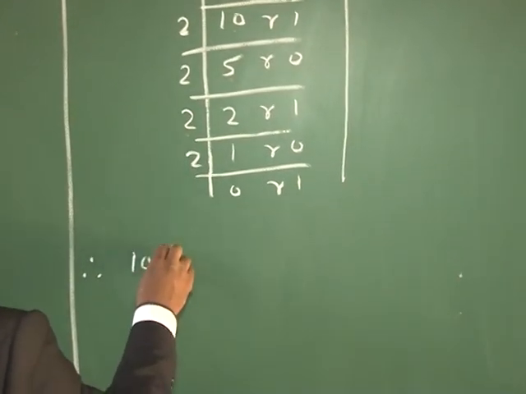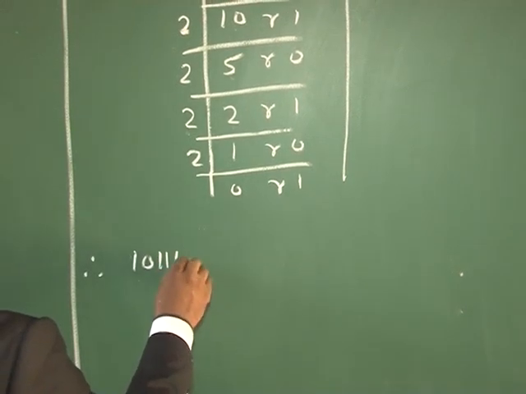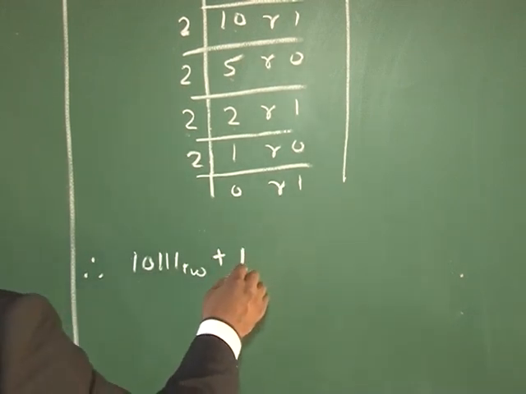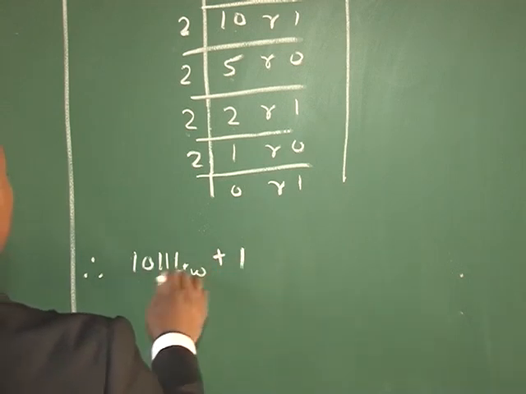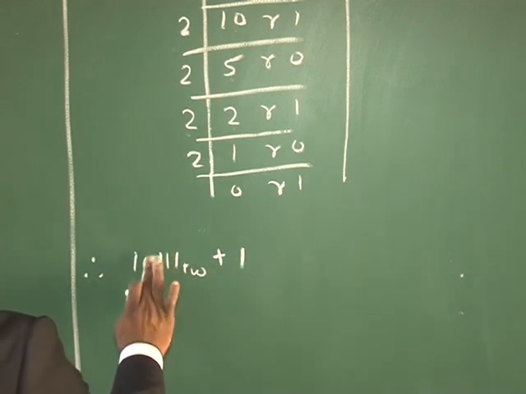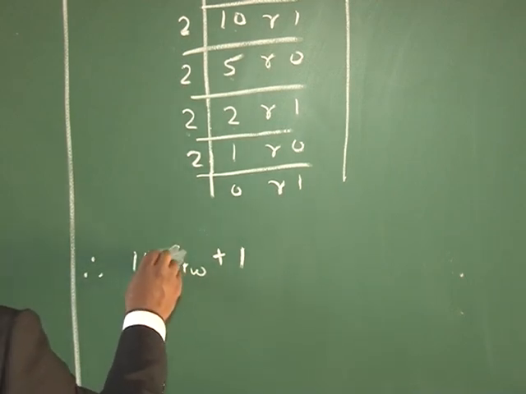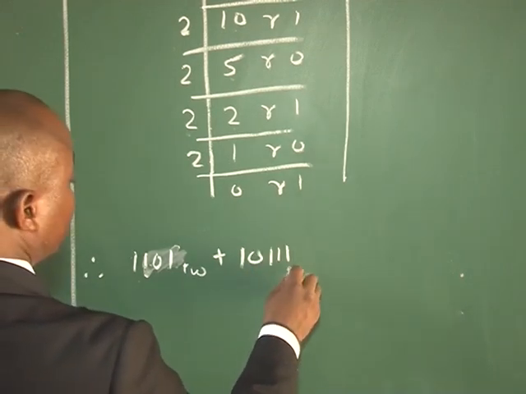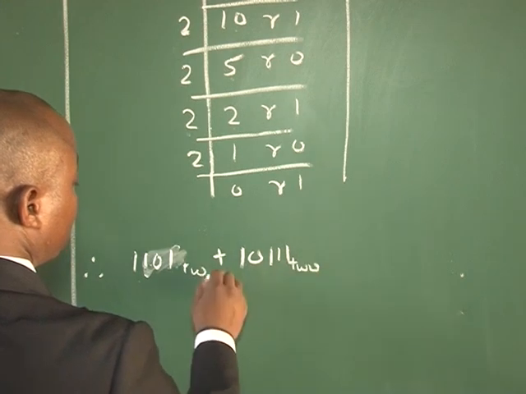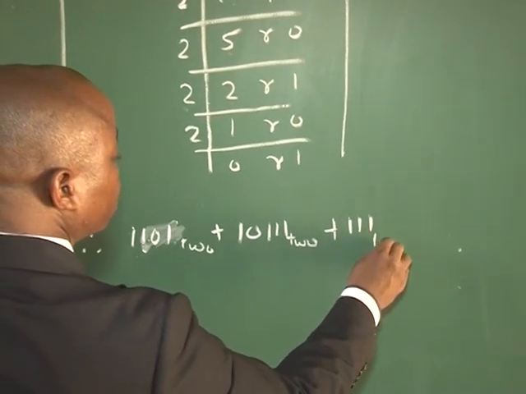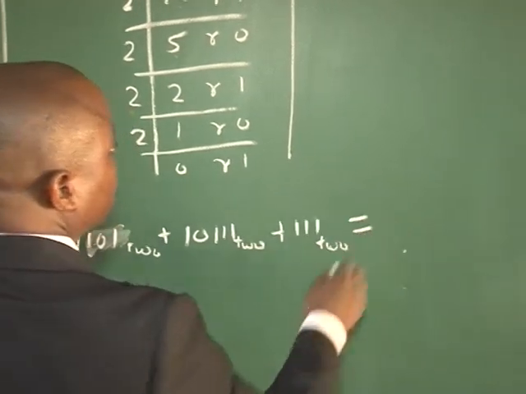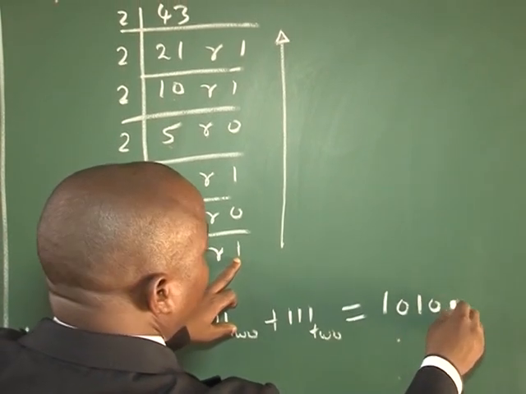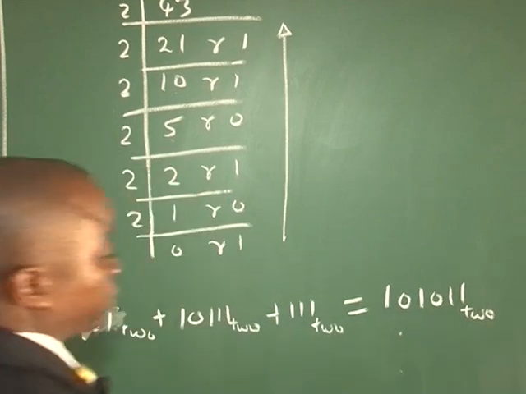101112 plus 1 plus 110. Okay, we start 1, 1, 0, 1, base 2, plus 10111 to base 2, plus 111 to base 2, equals 101011 base 2.